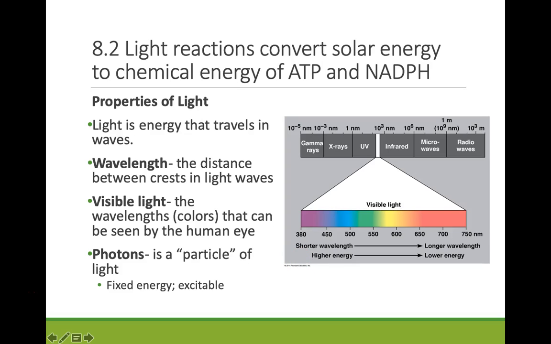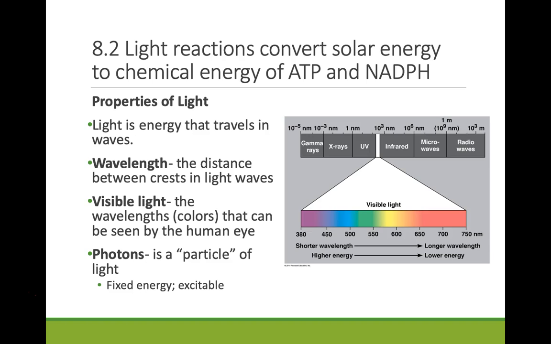Before we can talk about the actual mechanism of photosynthesis, we need to talk a little bit about light. Light's really important because it provides the energy for photosynthesis. It provides the energy for our entire biosphere. We're not going to spend too much time on light, though, because we're here for biology, not for physics. But we do need to understand a little bit about it.